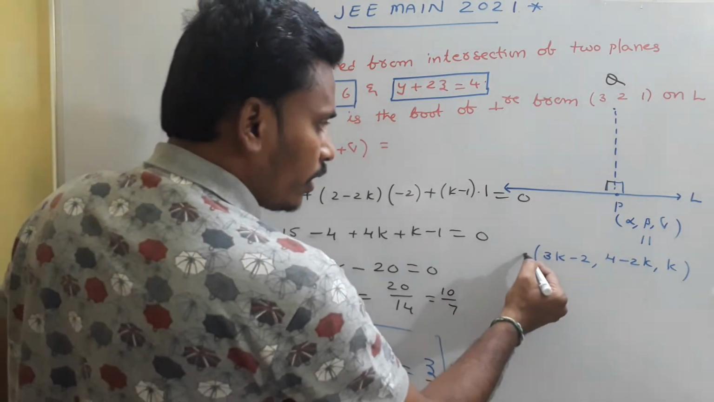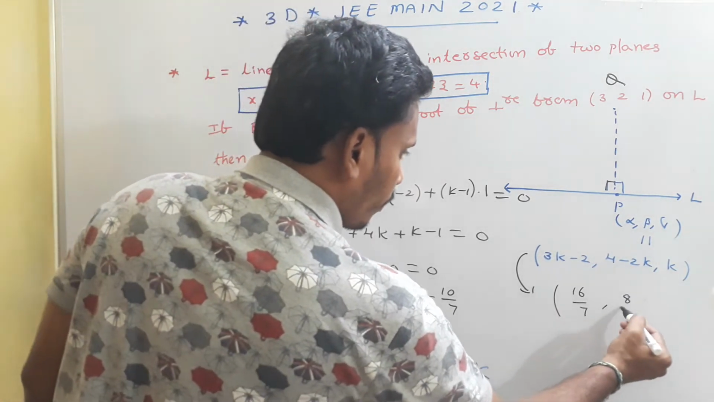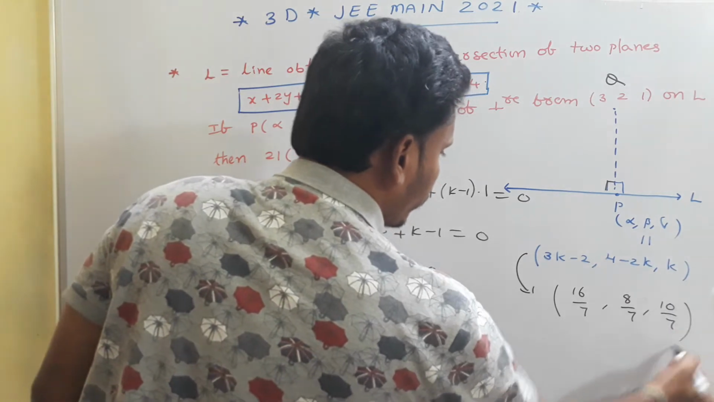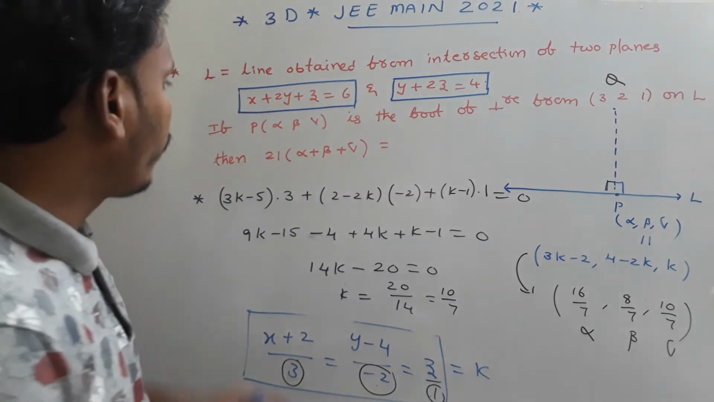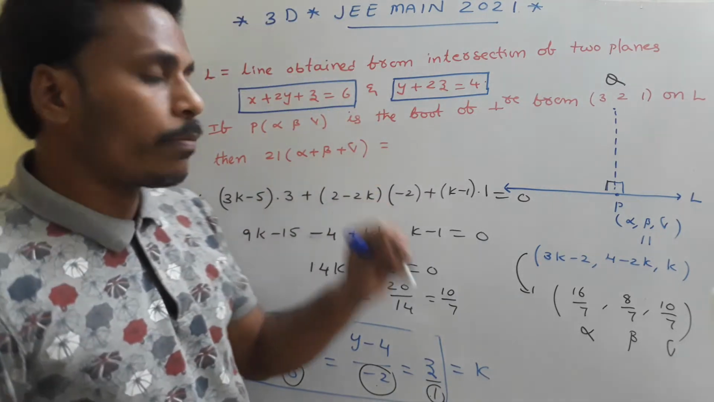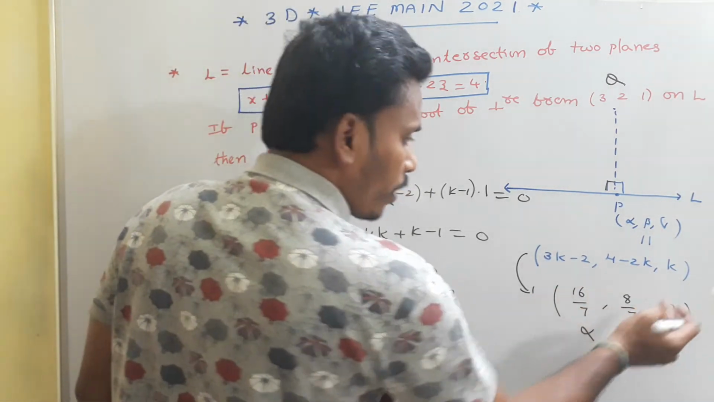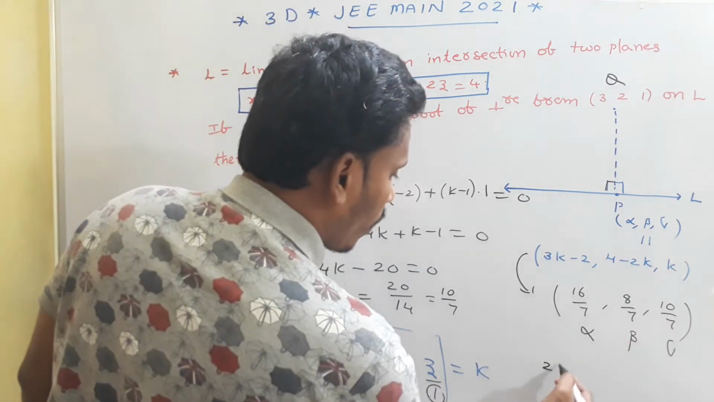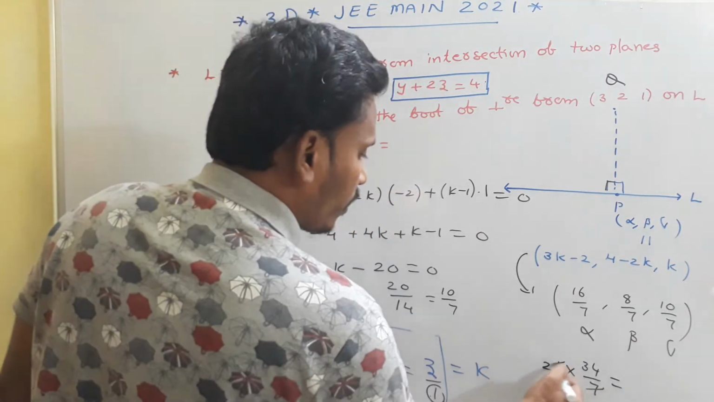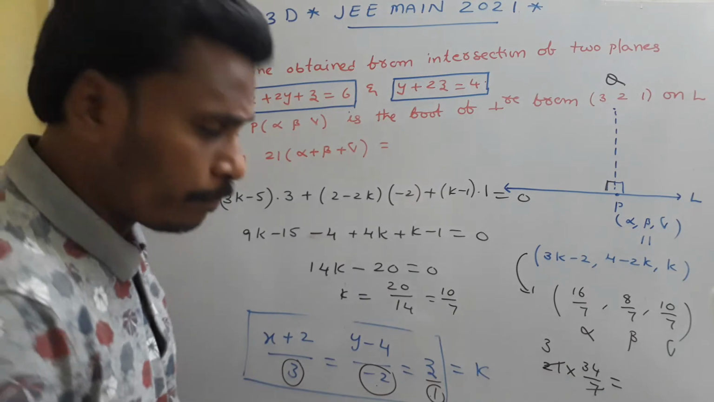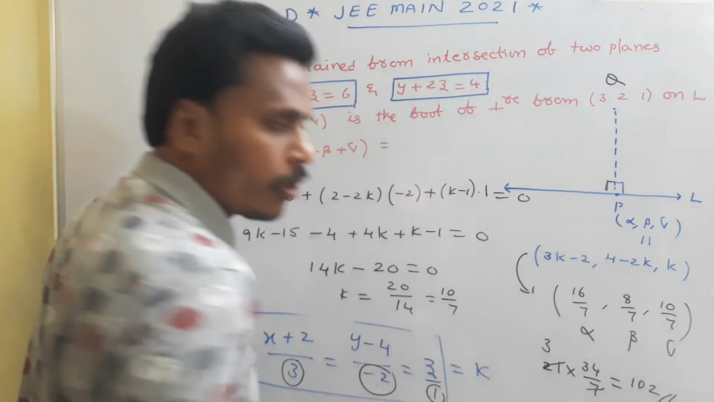So k is equal to 20 by 14, in the sense 10 by 7. K value 10 by 7 అయితే ఇక్కడ నుంచి ఈ P అనే పాయింట్ ఆల్ఫా బీటా గామా ఏమవుతుంది క్యాలిక్యులేట్ చేస్తే 16 by 7, 8 by 7 and then 10 by 7. So 16 by 7 is alpha, 8 by 7 is beta, 10 by 7 is gamma. And we need to calculate 21 times alpha plus beta plus gamma. See, alpha plus beta plus gamma: 16 plus 8 is 24, plus 10, 34 by 7. So our answer is 21 into 34 by 7. Okay. And 7 3s are 21, 3 into 34 is 90 and then 12, 102 is our answer. Okay. That's the problem.